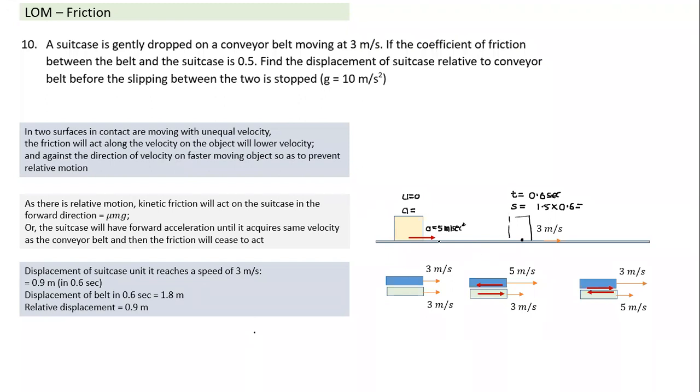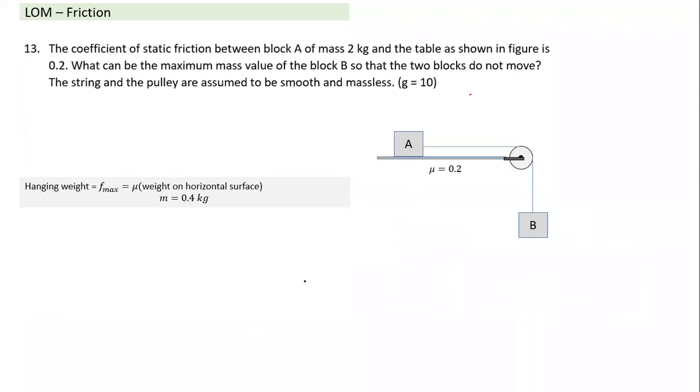We could have done it a different way also, from the frame of reference of the conveyor belt. In that frame of reference we can write what is the initial velocity of the suitcase and what is the relative acceleration of the suitcase. Somehow we can try that also and very quickly arrive at the answer. Next question.